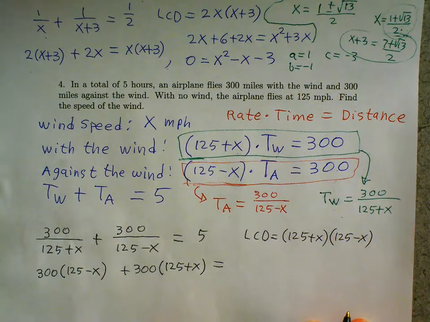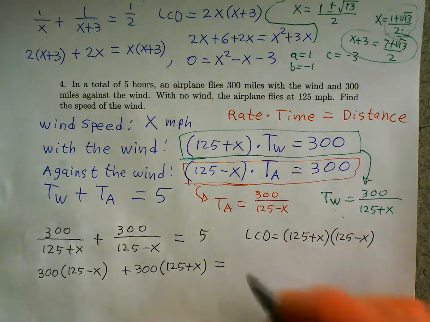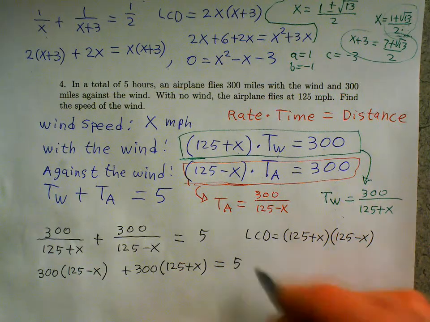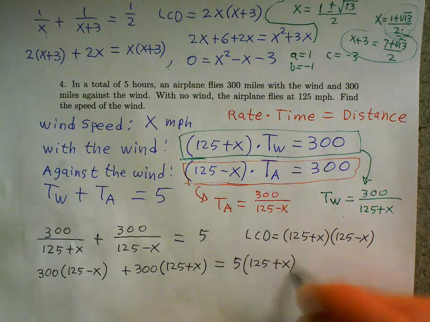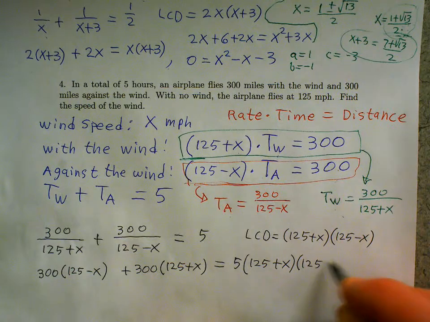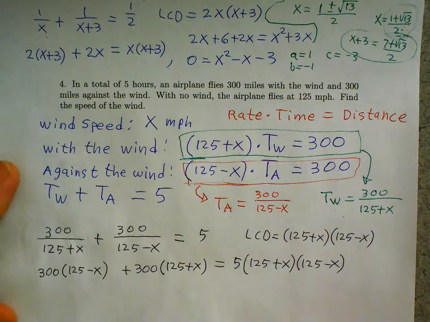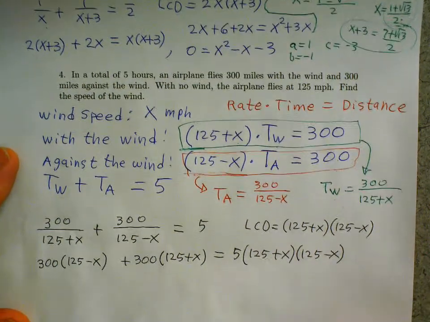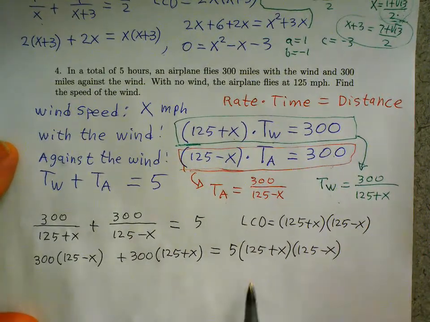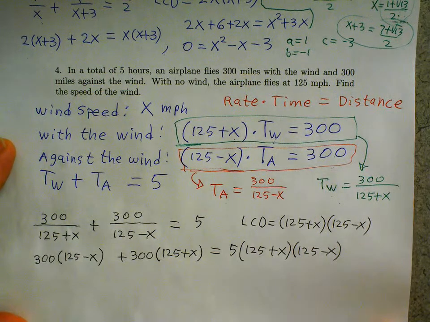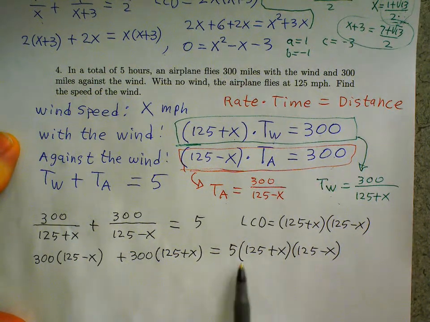And then on the right-hand side, multiply 5 times the least common denominator, and it's 5 times 125 plus x times 125 minus x. Hey, I'll show you some maneuvers that help if you don't always want to depend on a calculator.